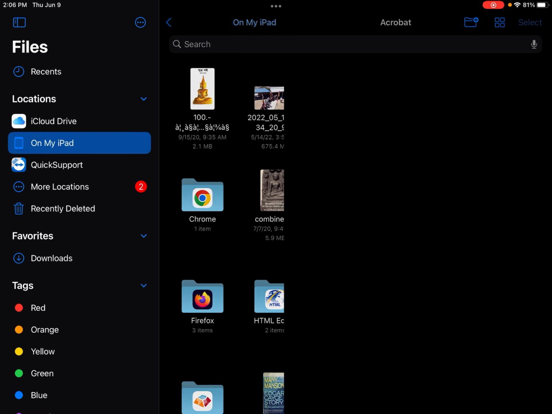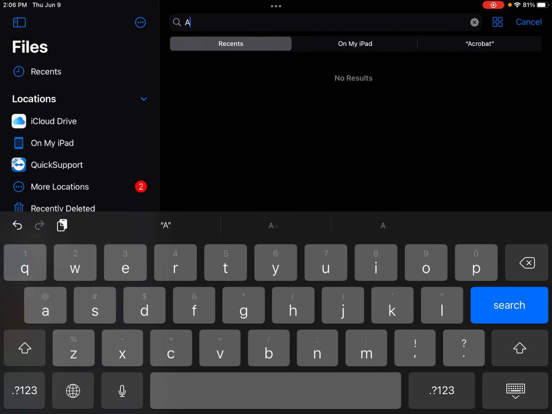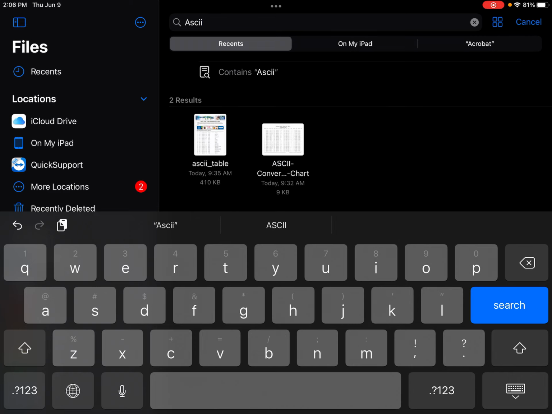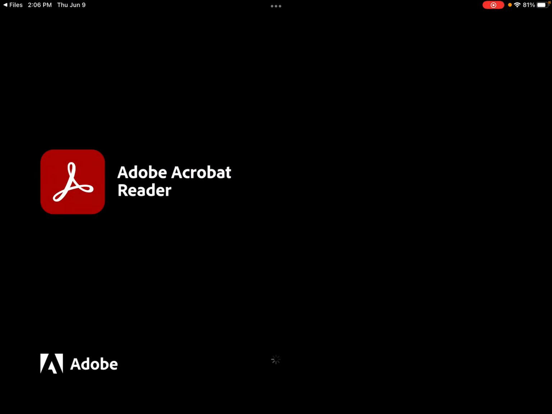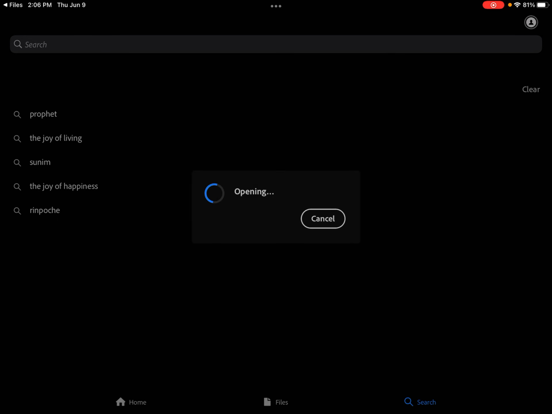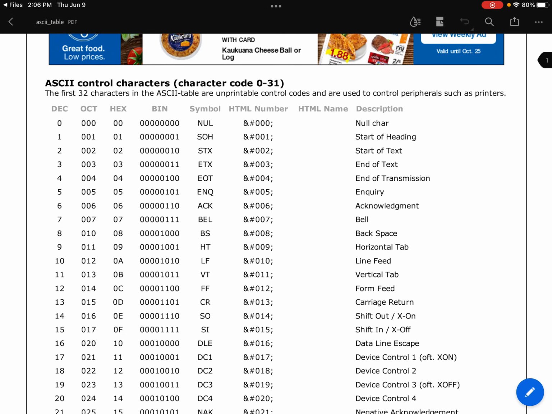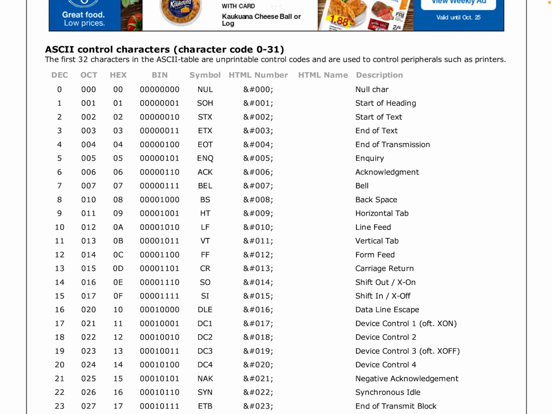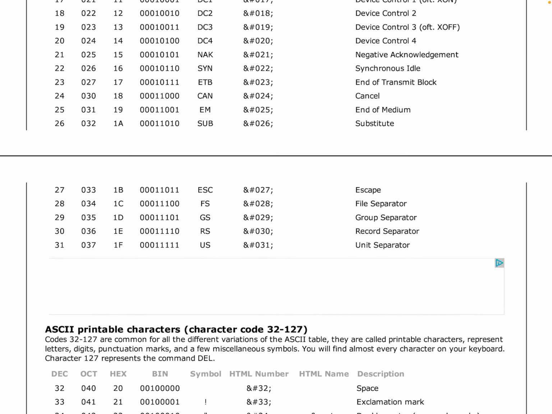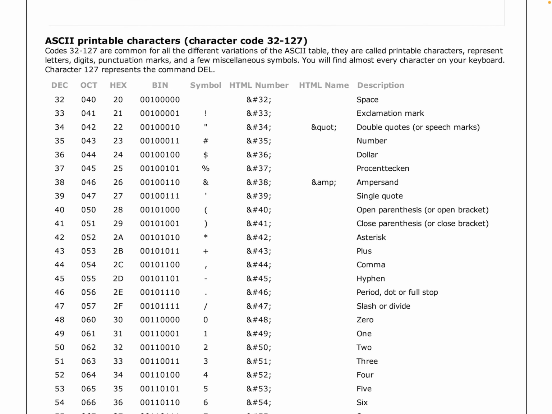It's slow today. Come on. Okay, ASCII, I think I have it here. Okay, here it is. Now look at this ASCII code. You see here. Now look at here. These are the different numbers. Every decimal number has a corresponding octal, hexadecimal, and binary code.